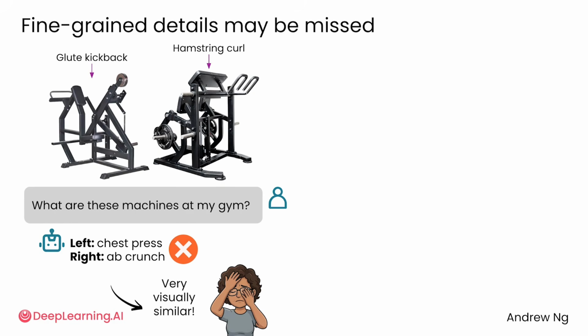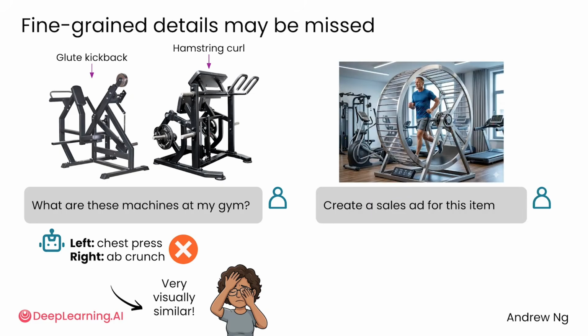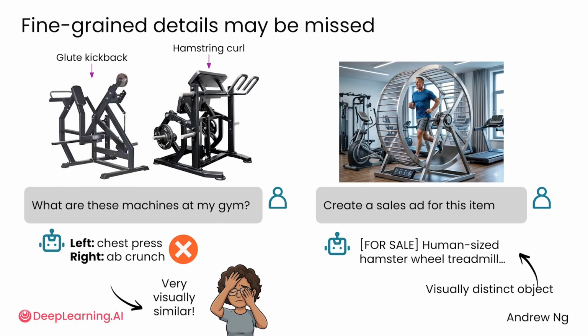In contrast, if you were to upload an image like this and ask it to create a sales ad for this item, it actually does pretty well because this is a very visually distinct object. And so if you're looking at this even through a slightly blurry lens, you kind of see this is a human-sized hamster wheel treadmill.